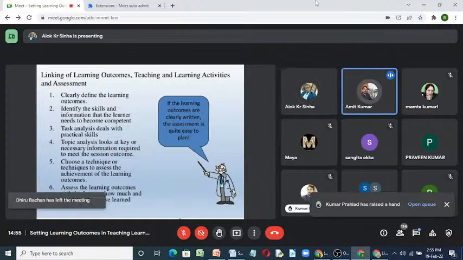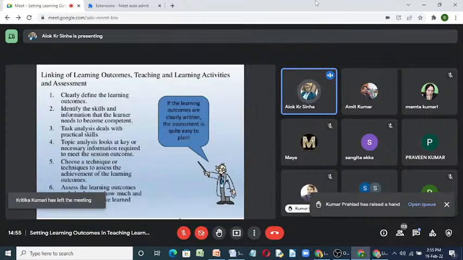Sir, can you explain the third one? Which of the following outcome verbs has the highest level according to the revised Bloom's taxonomy? The options are evaluate, reflect, create, apply. The highest is create. Create. Okay, sir. Thank you.